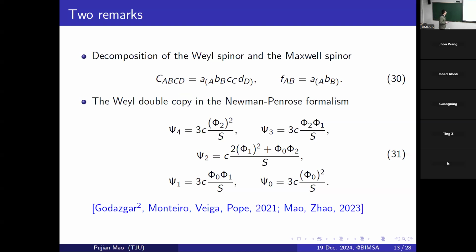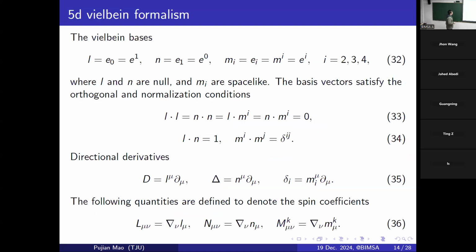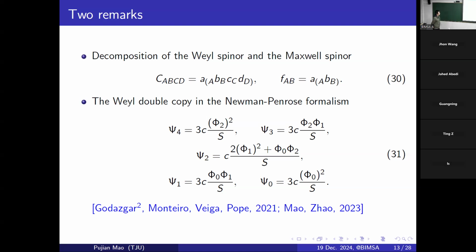That's point one. The other remark is that if you don't ask for any algebraically special condition, just in the NP formalism, the Weyl double copy relation should be written in this way. Now you have all the 5 complex Weyl scalars plus the most general Maxwell spinor, and that should be the connections between them. Okay. Then it starts our job.